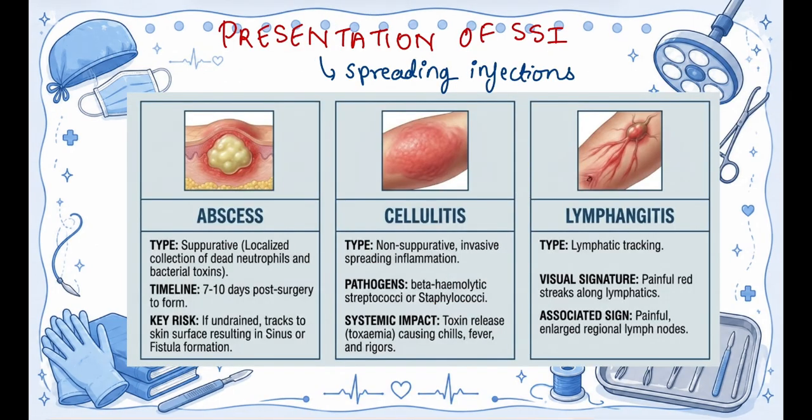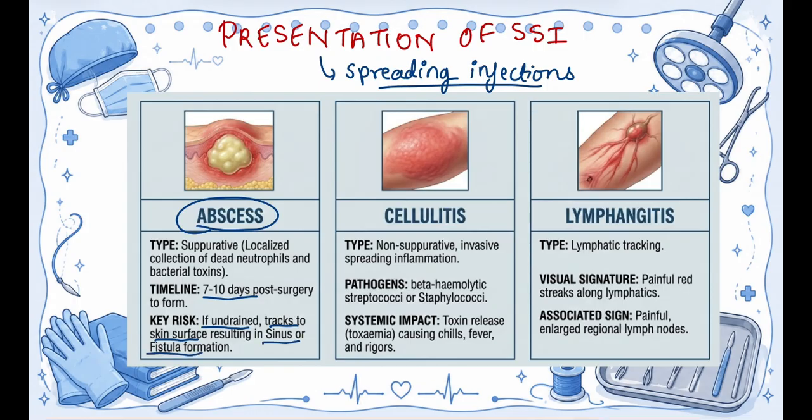When an infection isn't contained, it starts to spread. This fundamentally changes the game. It usually begins with a localized abscess, taking about 7 to 10 days to form after surgery. If that abscess is left undrained, it will physically track its way to the skin surface. This creates a chronic pathway, which we call a sinus or a fistula.